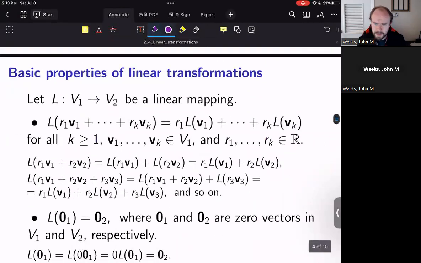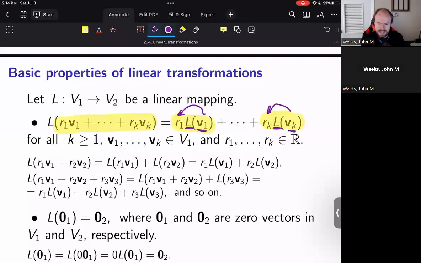Let's go ahead and see some basic properties of these linear transformations. Let's start by letting L from V1 to V2 be a linear mapping. Now, in the previous slide, we saw that you can add any two things and break it apart thanks to the function. The function respects addition and scalar multiplication, but it also respects it if you do it multiple times. If you do R1V1 plus dot dot dot plus RKVK on the inside, mixing scalar multiplying as well as adding vectors, then you can break that up so that each term gets its own copy of the function L operating on the vector itself. And then once you've done that, you can take the scalar outside for each of those functions. So it's okay to go through and do this.